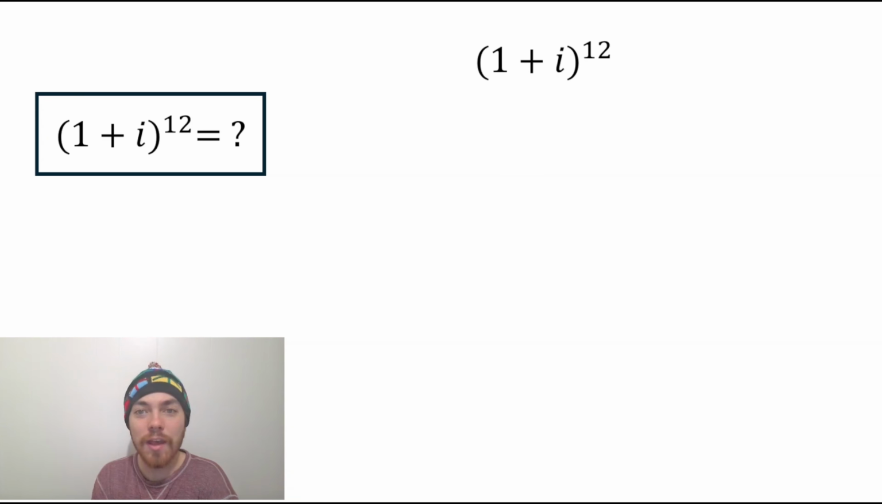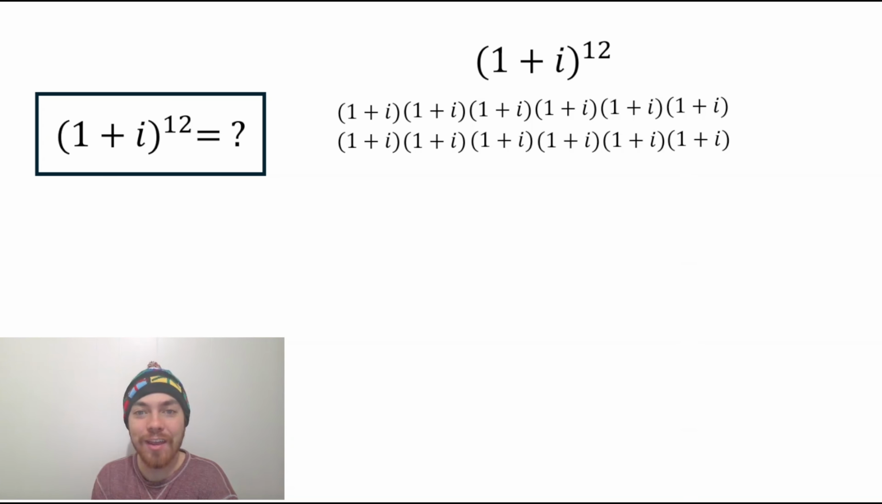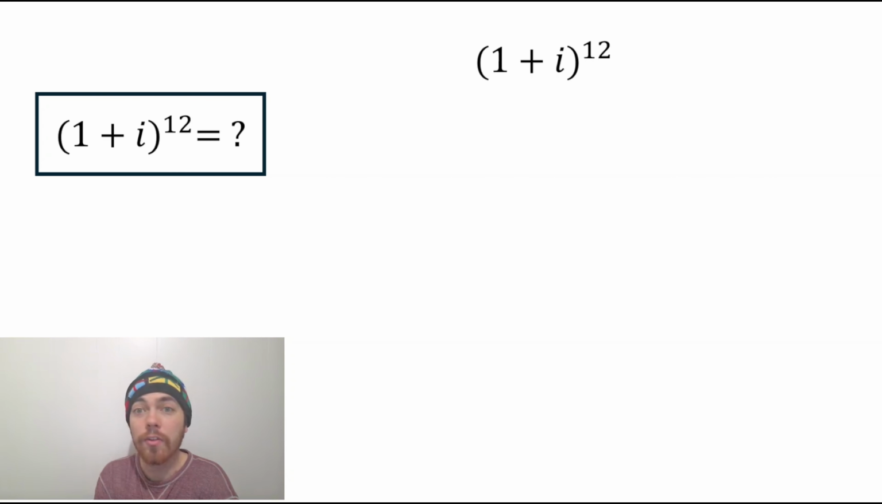Now we could do that by expanding it out and multiplying it term by term by term, but that would take a long time and be super tedious. So there's actually a faster way to do this. If you want to try it on your own, pause the video right now because we're going to get started in 3, 2, 1.